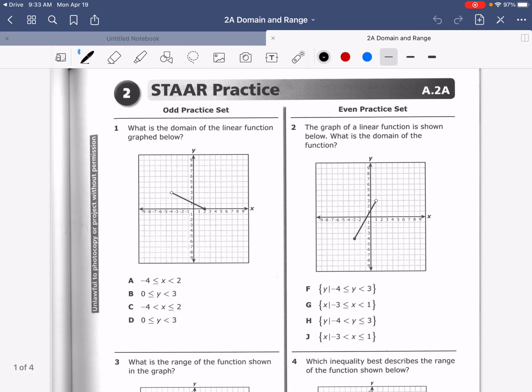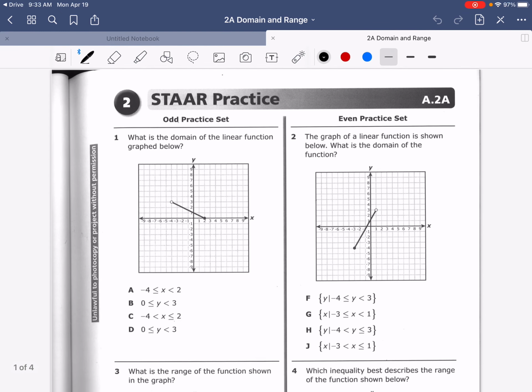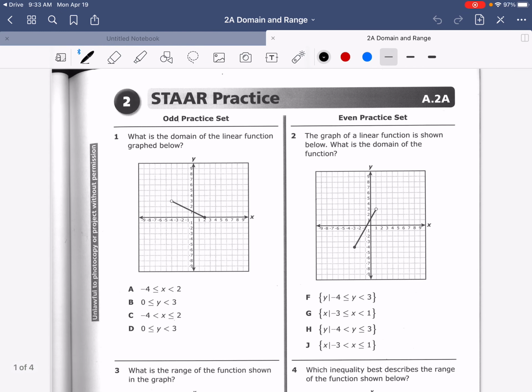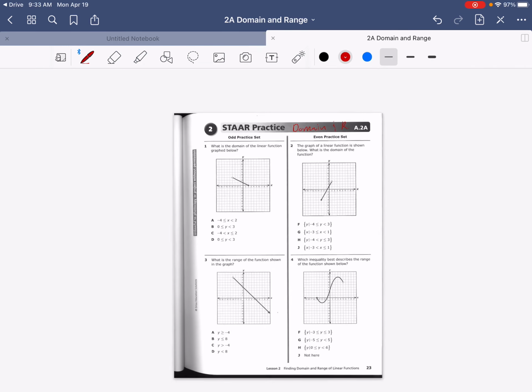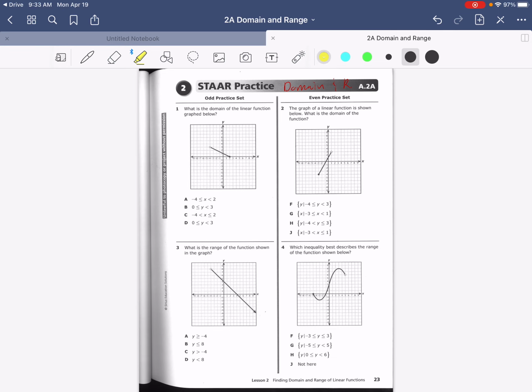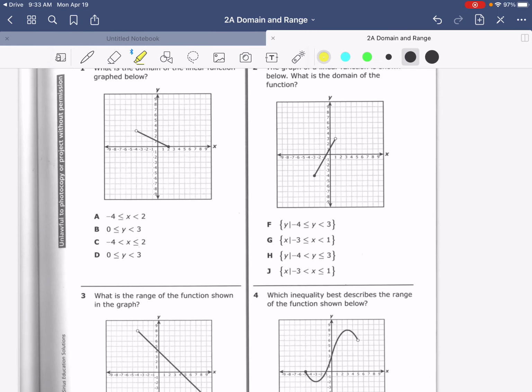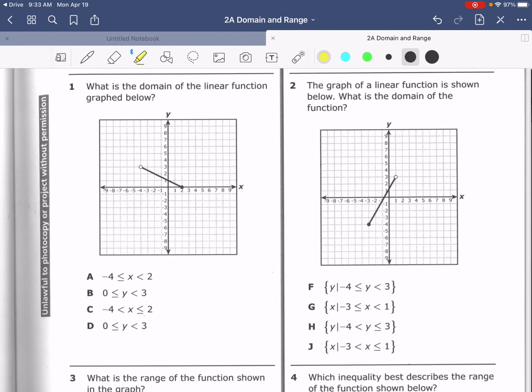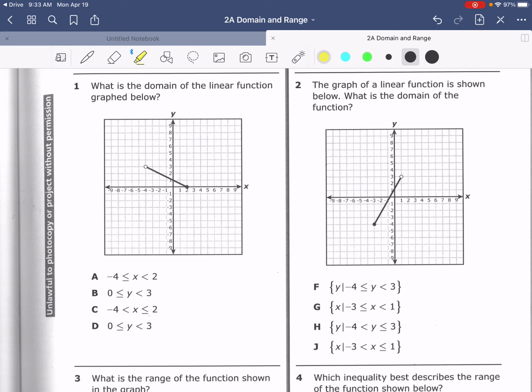Now, this time we are going to review domain and range. So this part is about domain and range. If you have a printer and printed this note, make sure to have a highlighter with you. If you have not, just look at the question and try to highlight it, okay? So I'll go over the question on the left. It's your job to try the question on the right.